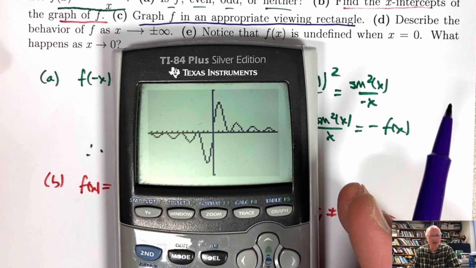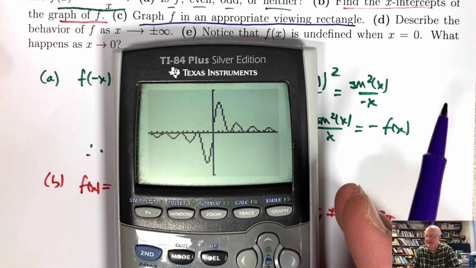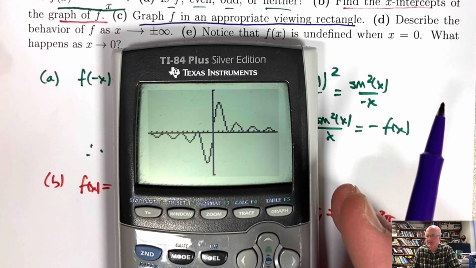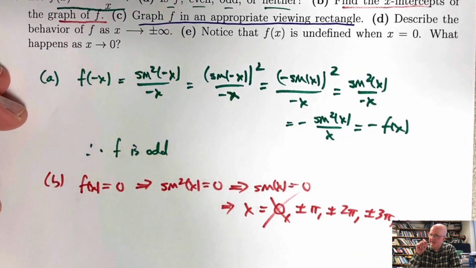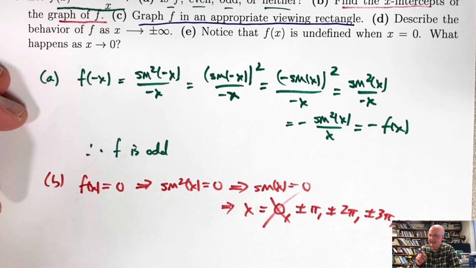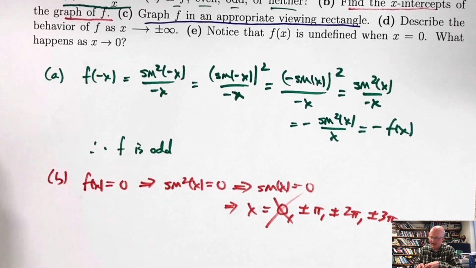Wow, that's weird. This would be not continuous at x equals 0. It's called a removable discontinuity, though, because I can fill in the hole if I wanted to, but technically I can't unless I define a new function that's a piecewise function. We'll come back to that.